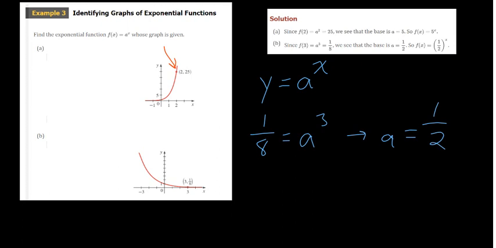And that makes sense, right? Because if we take 1/2 and we cube it, well, 1 cubed is 1, and then 2 cubed is 8. So that's how we identify graphs of exponential functions. We need to know the actual value of the graph at a point. In this particular case, we got that point there and that point there. We have to know the value of the graph at some point in order to figure out what the function is.